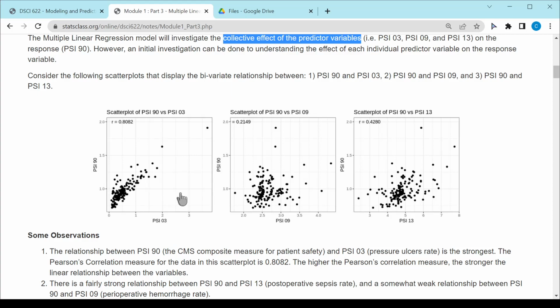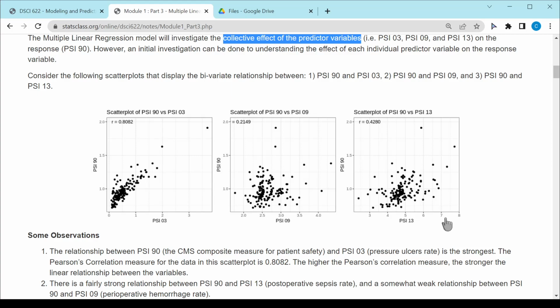So here, the plot on the left is for PSI 90 versus PSI 03. And we can see that the trend in this plot is the strongest. The correlation measure in this plot is about 0.8. Again, the correlation measures go from -1 to 1, and the closer they are to 1, the stronger the positive relationship will be. So we can see that PSI 03 has a strong, certainly looks linear relationship with PSI 90.